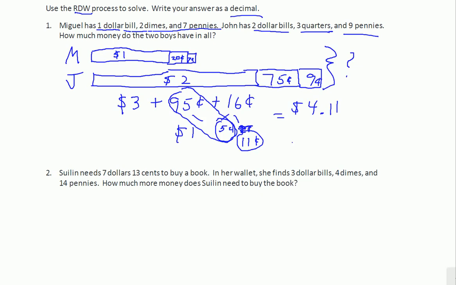So Miguel and John have $4.11 in all. Well, there you go.